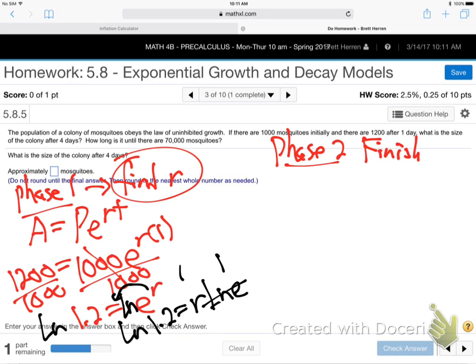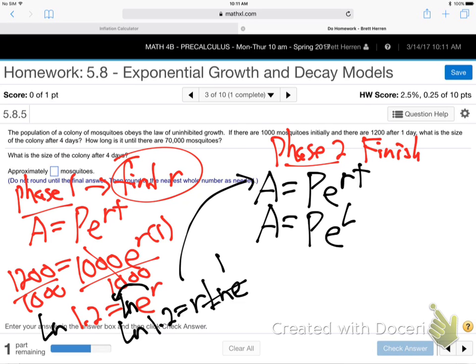Now take that back up here to phase 2, and we'll use the PERT. Same formula again. Start with the PERT again. But this time you know what R is. It's ln of 1.2. So it's ln of 1.2 times the T. You don't have to put parentheses around that ln 1.2. I did just to make sure we didn't think the T was part of the plug-in to the natural log function. I'm just trying to be clear about where that T is. It's not in the toaster, right? Okay, we good to that point?